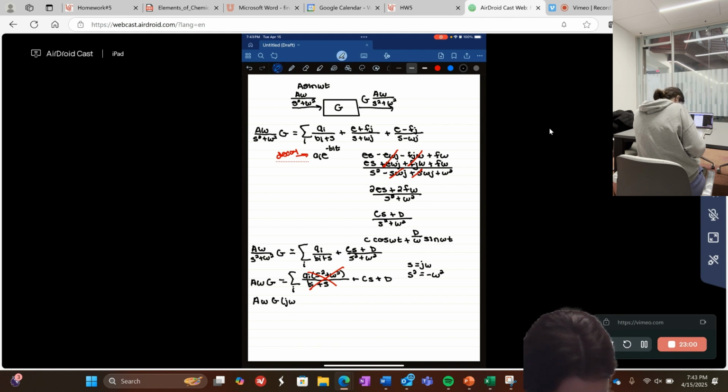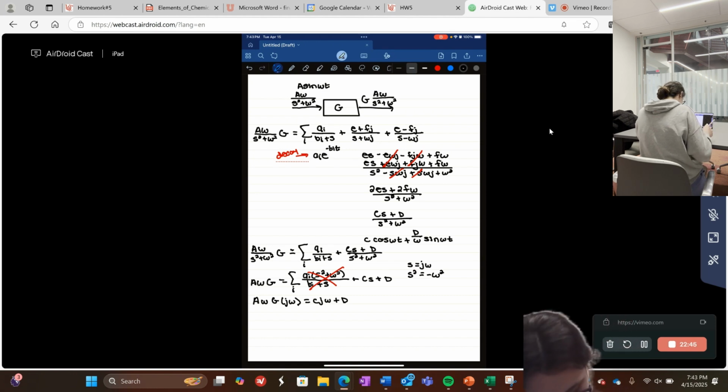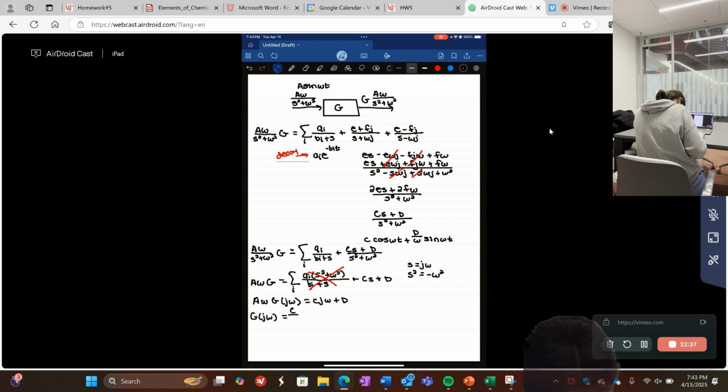g as a function of j omega is equal to c times j omega plus d. Now we can isolate g by dividing by a omega on both sides. So we get g of j omega is equal to c over a times j plus d over omega a.